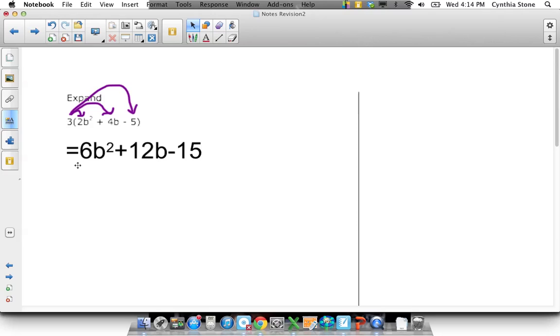Bigger one, but really the same idea. Now I just multiply by 3 different things, right? 3 times 2 is 6, so that's my 6b squared. 3 times 4 is 12, that's my 12b. And 3 times minus 5 is minus 15.